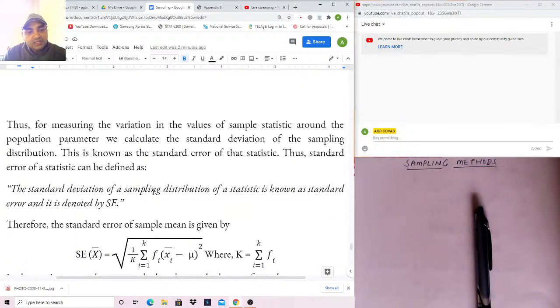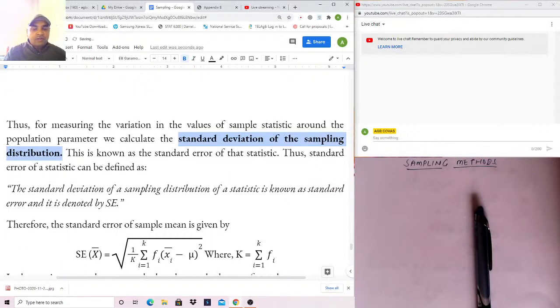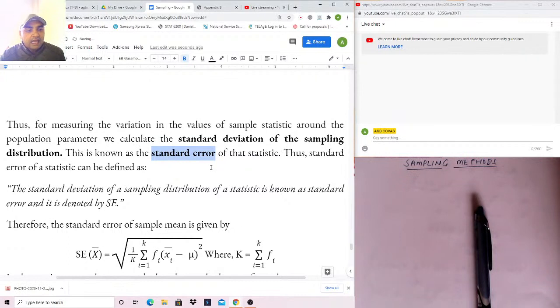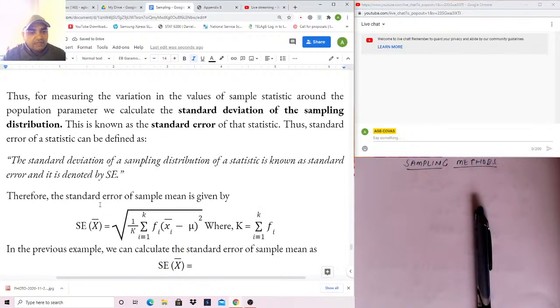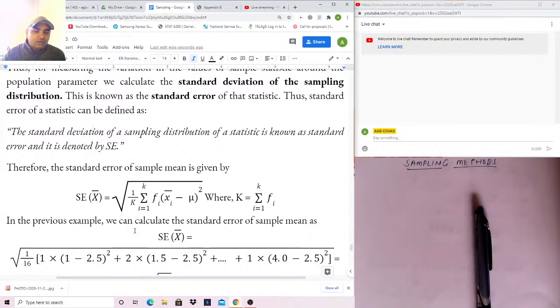For measuring the variation in the values of sample statistics around the population parameter, we calculate the standard deviation of the sampling distribution. Say, for example, if you have to find the mean, we will find the standard deviation of that sampling distribution. This is known as the standard error of that statistic. The standard deviation of a sampling distribution of a statistic is known as the standard error, and it is denoted by SE. How do you find that? SE is equal to the square root of 1 by k sigma fi into xi minus mu whole square. This is the formula for the standard error, right?